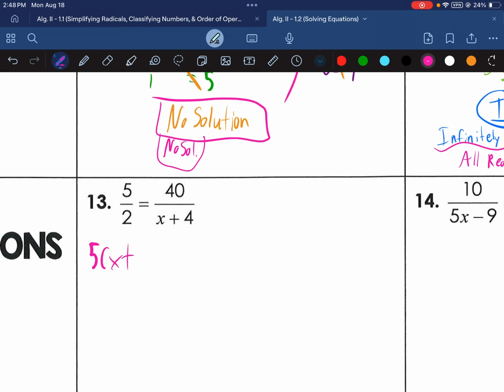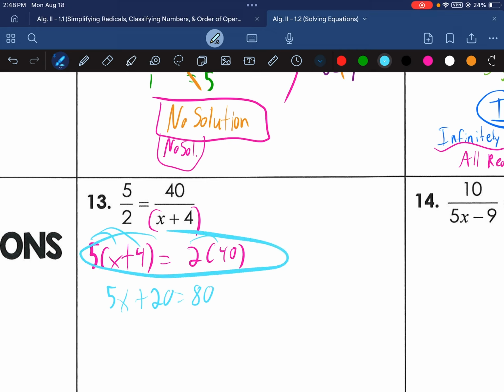So as we do 5 times x plus 4, it's important that you put parentheses around x plus 4, because there are multiple terms. If there are multiple terms with 5, if it was 5 plus x, you'd want parentheses around that too and squish that in there. So now as we multiply this, 5 times x is 5x, 5 times 4 is 20, 2 times 40 is 80.